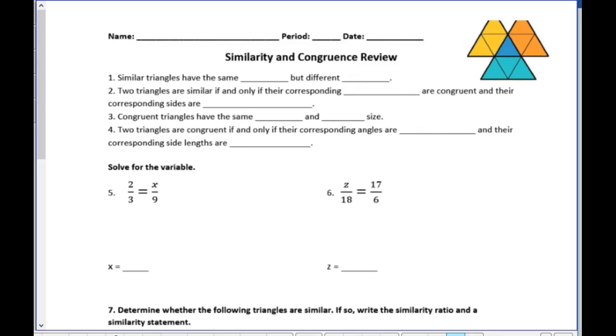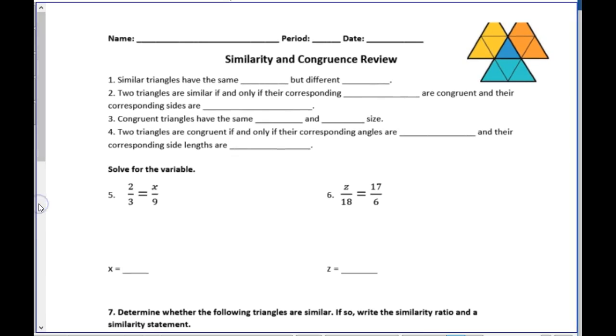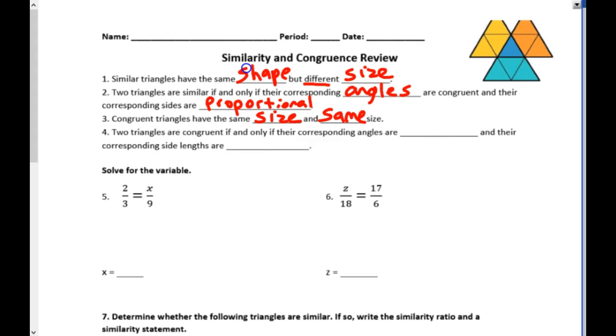Alright, so similar triangles. Similar triangles have the same shape, but if they're similar, they have a different size. Two triangles are similar if and only if their corresponding angles are congruent, and their corresponding sides are not congruent, they are proportional. Congruent triangles have the same size and same shape. Everything's the same for congruent.